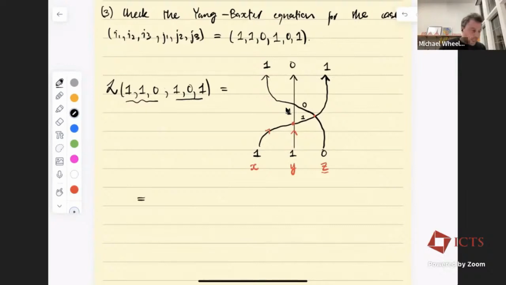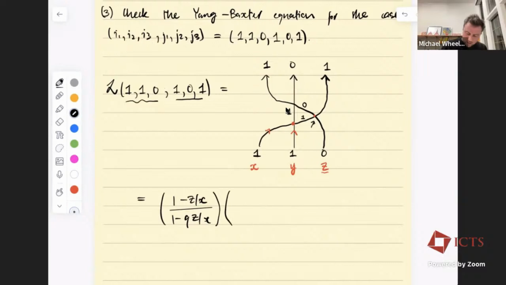All right, so the vertex that has all ones, that has weight 1, so we can actually ignore it. So let's do this one next. It depends on the ratio of Z and X. So that one is of the form 1 minus Z over X and 1 minus Q Z over X. And then the remaining vertex is going to be of this type.